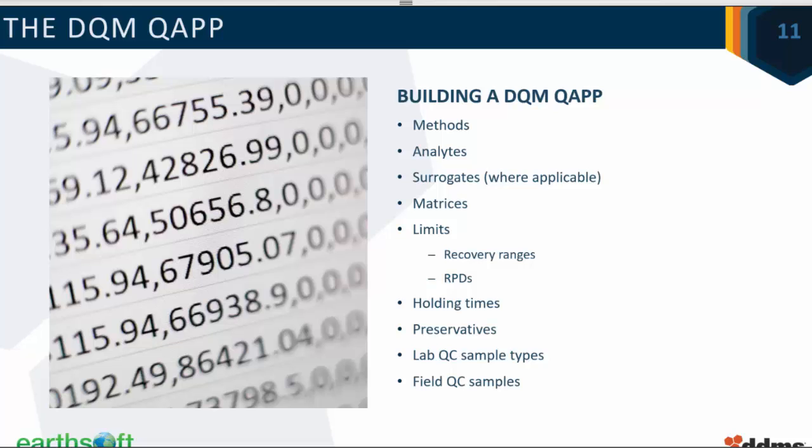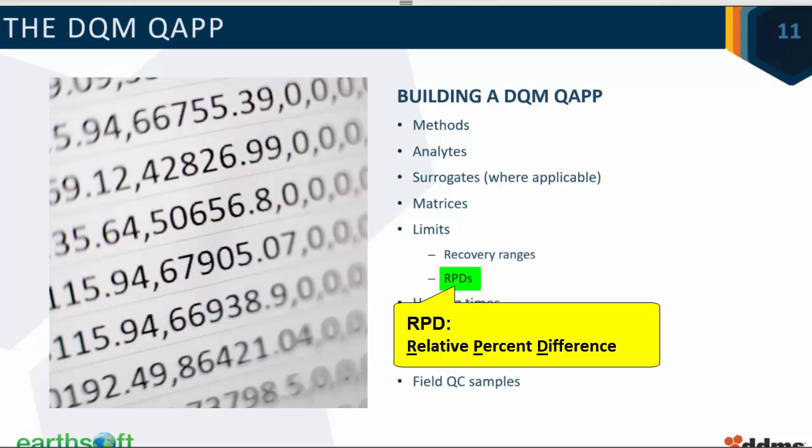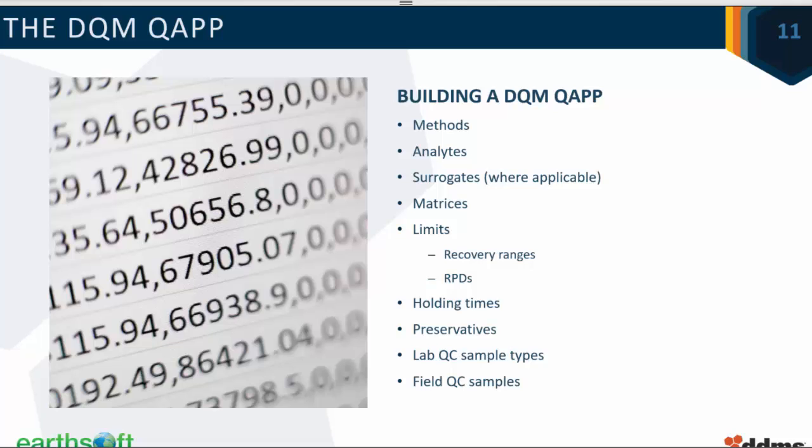like I say, the lab QC sample types: laboratory blanks, field blanks, LCSs, matrix spikes. Those things are built in and they have to be identified correctly, but the checks are built to be able to look at all of those and look at recoveries and RPDs, and soon RSDs also, if I understand correctly.